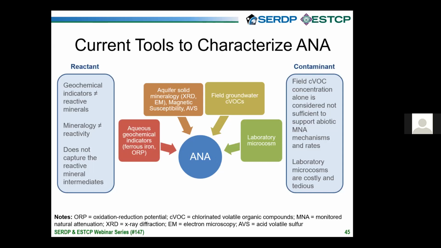Magnetic susceptibility, which you heard about in the previous presentation, has been measured in situ and used to correlate with dechlorination rate, but it might not be sensitive to non-magnetic minerals that are reactive, such as iron sulfide. On the contaminant side, people have used parallel decreasing trends in both parent and daughter products as empirical evidence to demonstrate the occurrence of abiotic natural attenuation in the field. But the concentration pattern can be pretty easily distorted by site hydrogeology and heterogeneity.